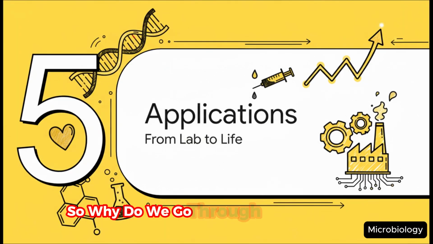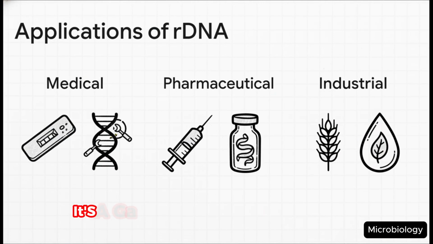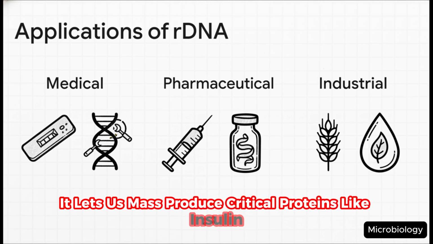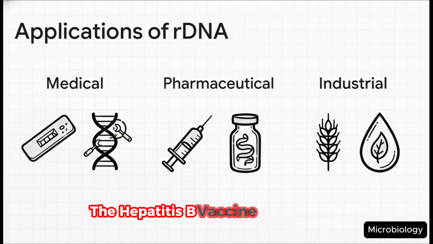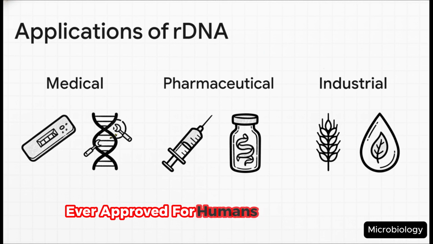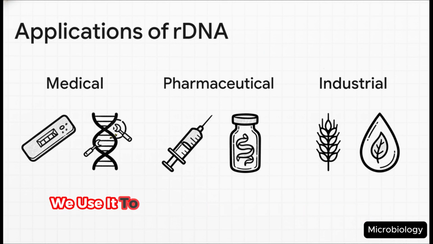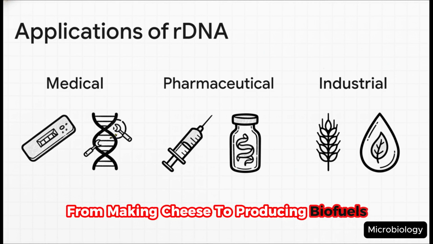So why do we go through all this trouble? What's the point? Well, the applications of this technology have completely changed medicine and industry. In medicine, it's a game changer for diagnostic tools and gene therapy. In pharma, it lets us mass-produce critical proteins like insulin, and it's how we create safer vaccines. The hepatitis B vaccine, for instance, was the very first recombinant vaccine ever approved for humans. And in industry, we use it to engineer enzymes for all sorts of things, from making cheese to producing biofuels.